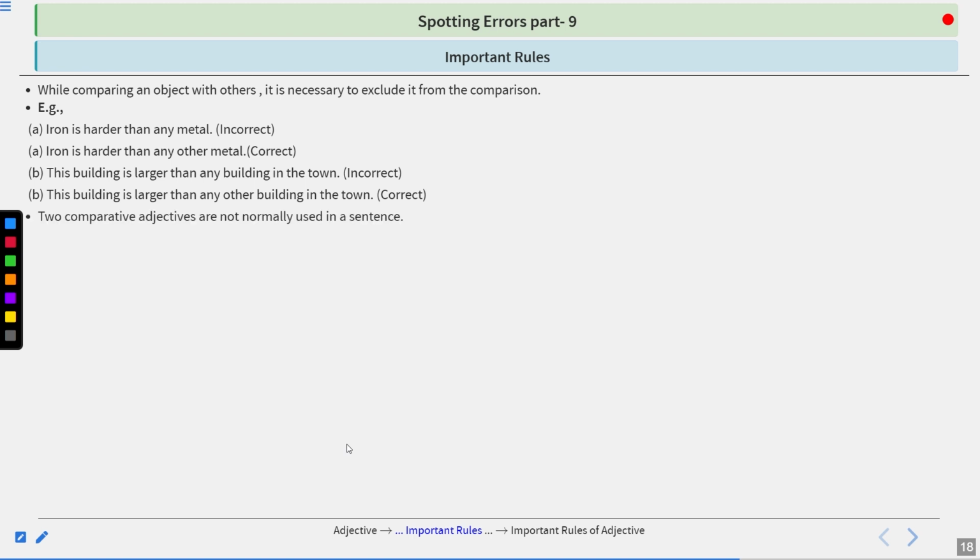Two comparative adjectives are not normally used in a sentence. So as a rule, we can say two comparatives are not used in a sentence. "He is more wiser than you," which is incorrect. Here we have used wiser, which is a comparative degree, and more as well, which is the comparative degree of much and many. So it is incorrect. The correct form: "He is wiser than you."